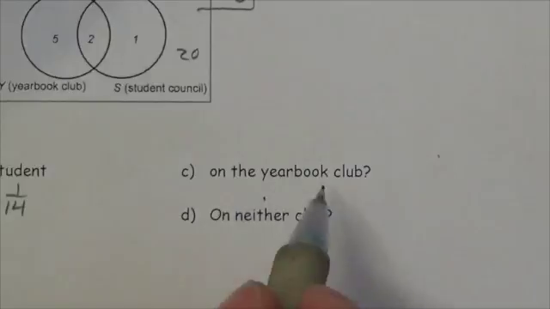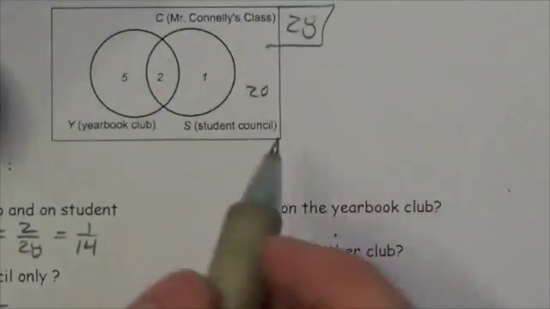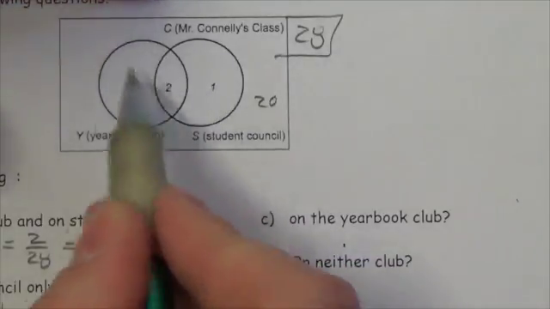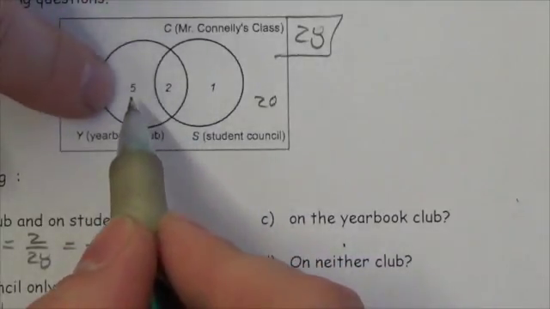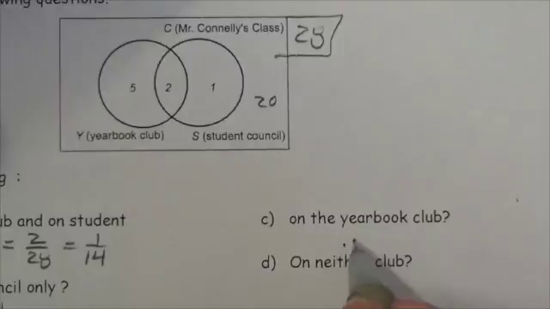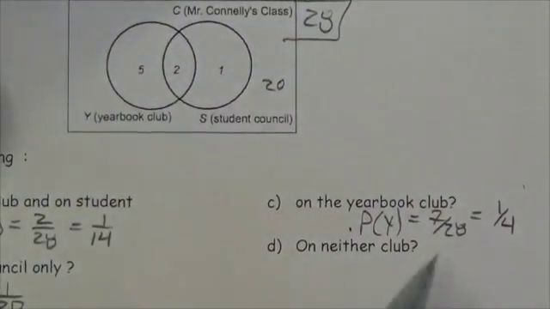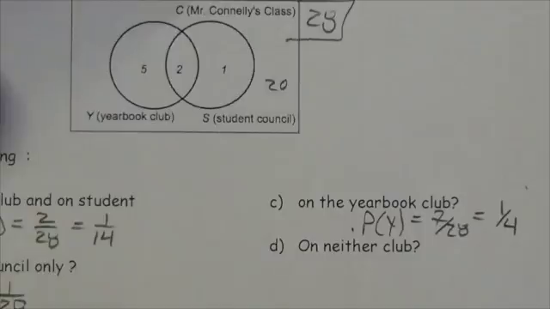How about on the yearbook club? Oh, well, that's just being in this circle right here. Now remember, there are 2 different subsets to this circle. There's 5 of them here, 2 of them there, so that's a total. So the probability of being on the yearbook club, that's a total of 7 ways that can occur out of 28. And that leaves me with a probability of 1/4 that you're on the yearbook club.